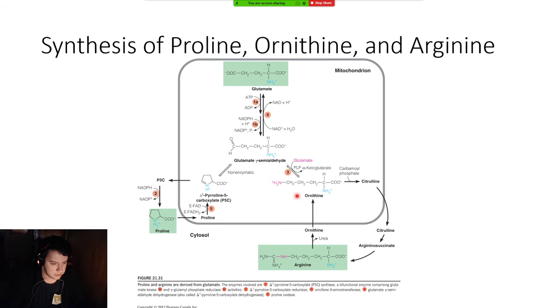Now, all of this can also go in reverse. If you look, there's lots of equilibrium arrows, and it's mostly just regulated by different enzymes. So to go from glutamate to here, we used delta proline 5 carboxylate, but if we go back, we use a different enzyme.